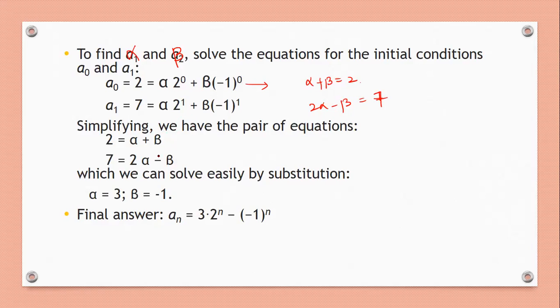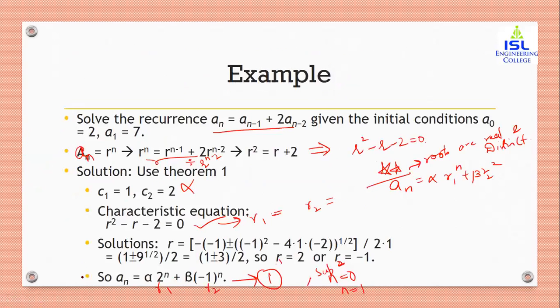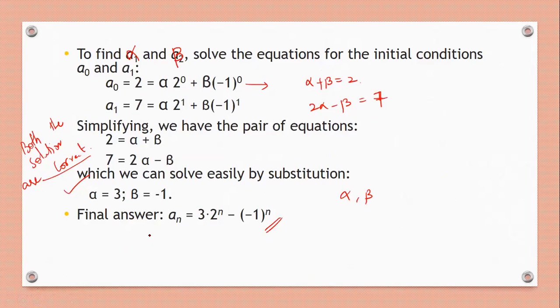Similarly, we get this pair of equations. Here, instead of alpha being minus 1, we got alpha equal to 3. Understand that both the solutions are correct. Both of them are constants and we don't need to worry whether alpha is 3 or beta is 3. So alpha is 3 and beta is minus 1. Substituting the alpha and beta values in this equation, we get a_n equals 3 times 2^n minus (-1)^n. So this is the final solution.